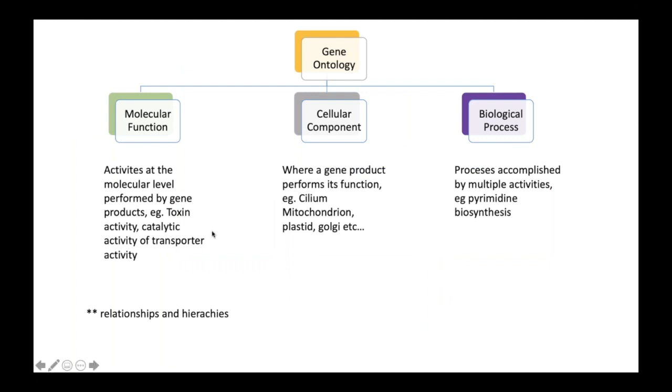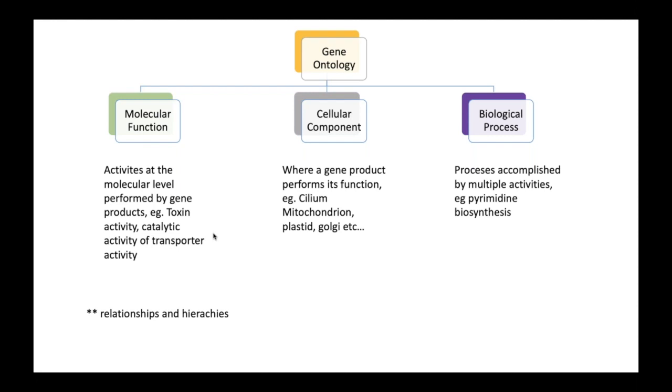So molecular function really describes the activities of the gene products, right? A toxin activity, for example, or a catalytic activity, or a transporter activity. These are all things that describe molecular function. Each one of these will have subcategories and potentially more subcategories, right? An enzyme, a hydrolase, for example, could have some kind of catalytic activity, and so you can imagine building those relationships.